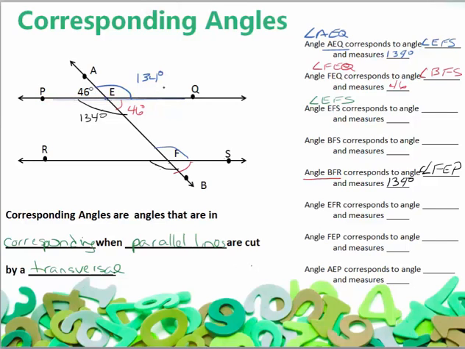And finally, let's look at angle EFR. EFR is this angle right here. It is the same as this angle right here, which is angle AEP. And that angle measures 46 degrees. Now I've left a couple of them blank. I want you to go through and fill them in. With the color coding, you should see where they belong and where they correspond to, so you can get a feel for this. Make sure you have that done by the time you show me in class tomorrow.